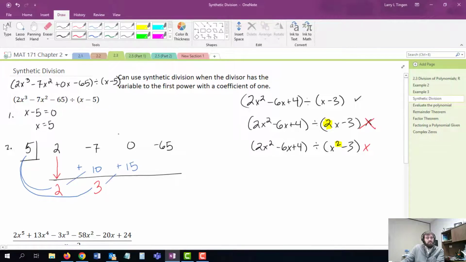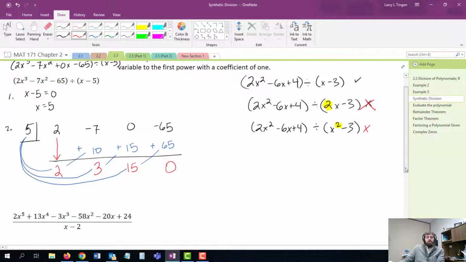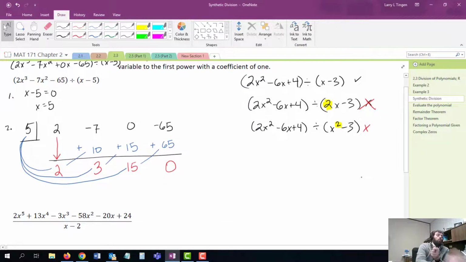0 plus 15 is 15. 5 times 15 is 65. Negative 65 plus 65 is 0. Okay? What in the world did we just do?